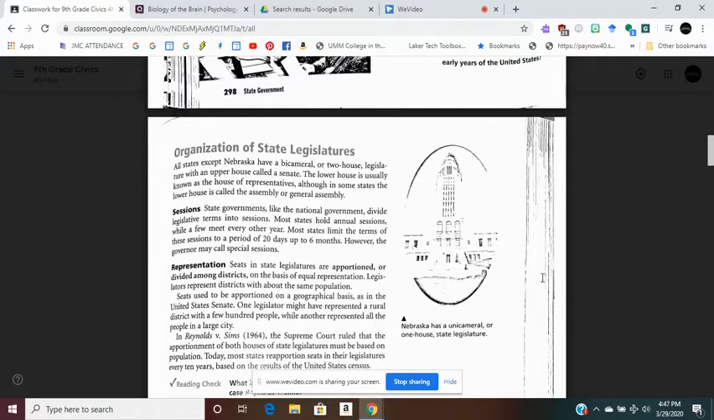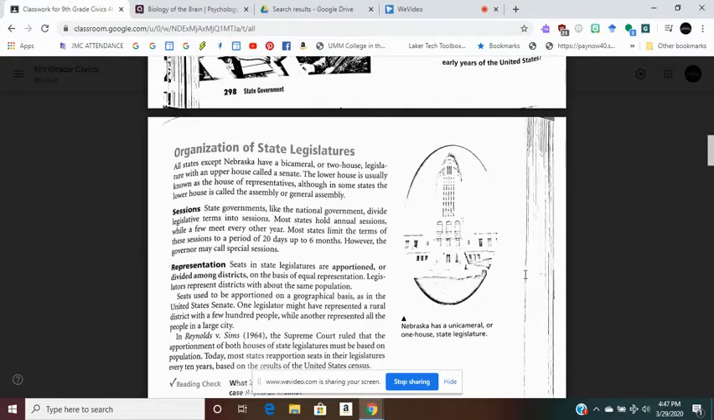Representation. Seats in state legislatures are apportioned, or divided, among districts on the basis of equal representation. Legislators represent districts with about the same population. Seats used to be apportioned on a geographical basis, as in the United States Senate. Anyway, they were apportioned based on geography, just like the United States Senate.